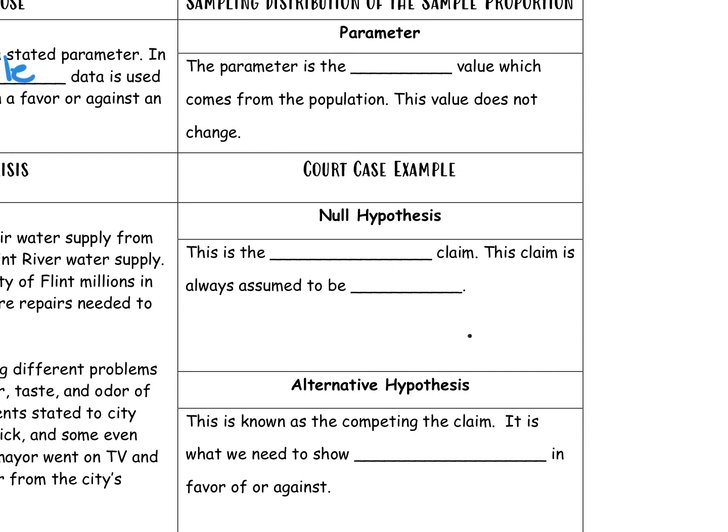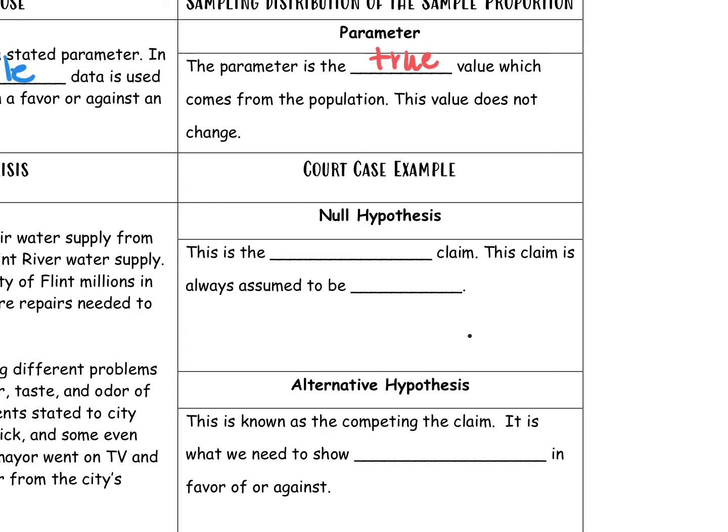Let's back up real quick. Let's remember what a parameter is. The parameter is what we call the true value. Our parameters start off with what we call our true value. So there is some kind of true value to this particular population. In this case, if we talk about Flint, the water is either going to be safe or it's going to be unsafe. One of those has to be true. If we talk about a court case, either the person is innocent or the person is guilty. One of those has to be true, right?